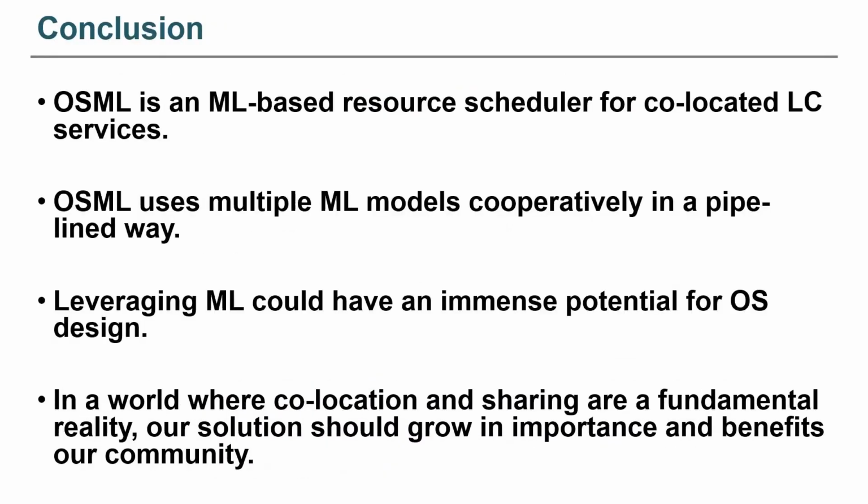In this work, we present OSML, a machine learning-based resource scheduler for co-located LC services. OSML uses multiple machine learning models cooperatively in a pipelined way. More importantly, we advocate leveraging machine learning to enhance resource scheduling. This could have immense potential for OS design. In a world where co-location and sharing are a fundamental reality, our solution should grow in importance and benefit our community.